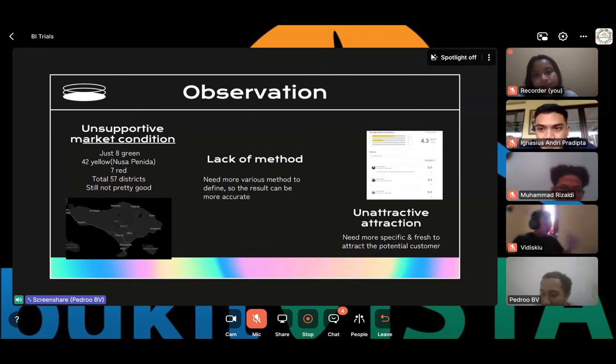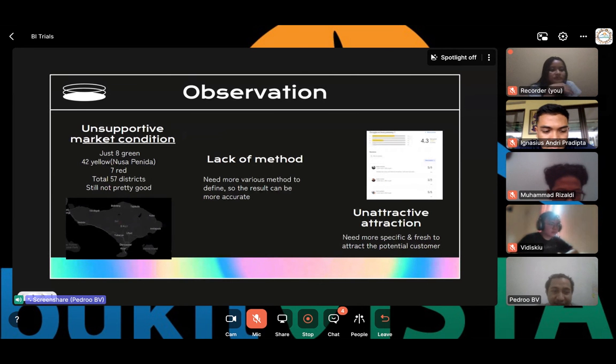And the last one is unattractive attraction, with the explanation that it needs to be more specific and fresh to attract potential customers. You can see the picture. It's about the Google Maps review for a general property in Nusa Penida. The latest review is 2 years ago, with a total of just 4 or 3 reviews, if I'm not mistaken. Yeah, that's 3 points of observation. Next.